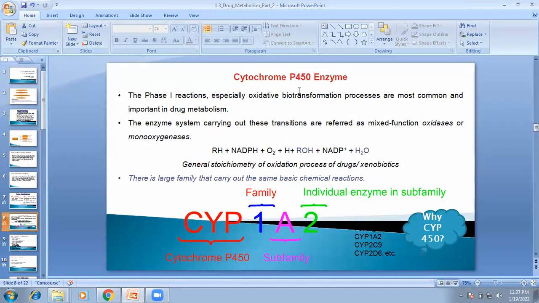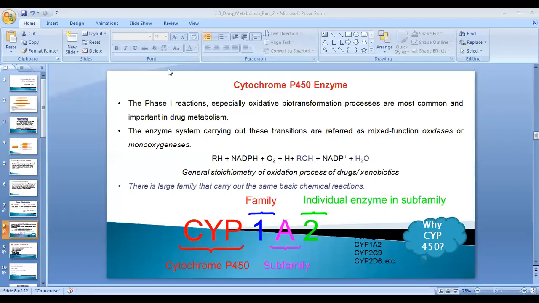Now, what type of conversion is this enzyme going to do? Suppose this is our drug molecule, then an NADPH molecule, which is actually involved in the electron transport chain, will be converted into NADP. So this is the general stoichiometry of the oxidation process of a drug molecule. This is happening in the case of the electron transport chain, that is release of energy from the electron transport. So there is a large number of reactions happening in these processes.